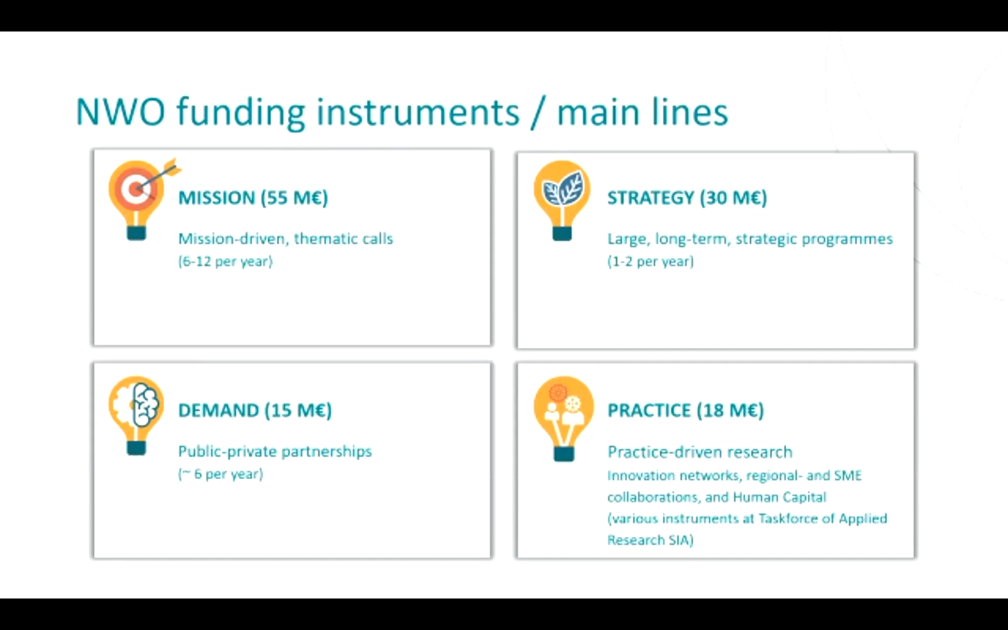Even larger is the strategy main line, in which large long-term programs for 5 to 10 years are financed, and a larger part is co-funding. NWO only funds 30%. On the other side of the spectrum is the practice line, which is coordinated by SIA. That's for the universities of applied sciences mainly, and they fund more innovation networks, regional and SME collaborations.